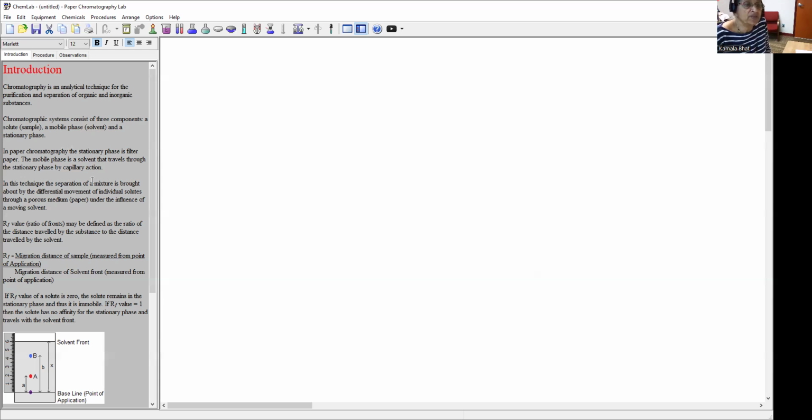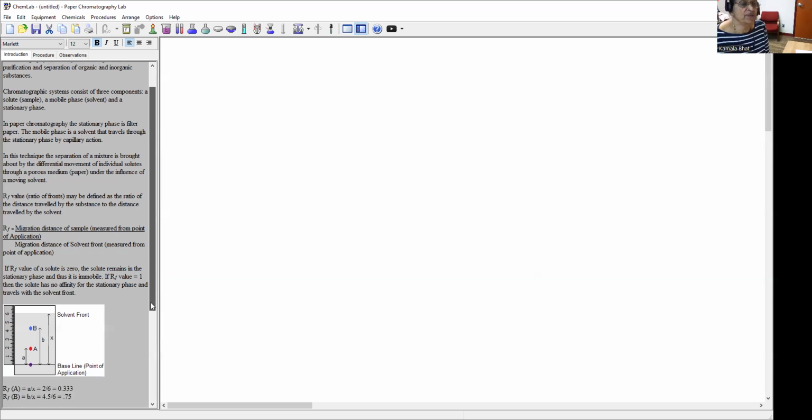The RF value may be defined as the ratio of the distance traveled by the substance to the distance traveled by the solvent. And that's what I said. The solvent is right on the top, and then you just measure the distances and compare. The distance of the solvent is measured from the point of application. If the RF value of a solute is 0, the solute remains in the stationary phase and thus becomes immobile. If the RF value is 1, then the solute has no affinity for the stationary phase and travels with the solvent front. So these are the extreme values. 1, no affinity for the stationary phase, and therefore it moves with the solvent. 0, great affinity for the stationary phase, and so it doesn't move.